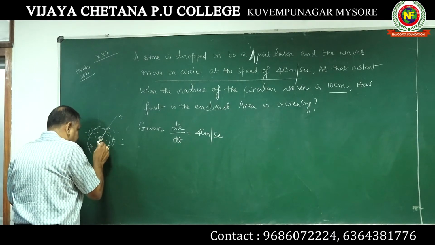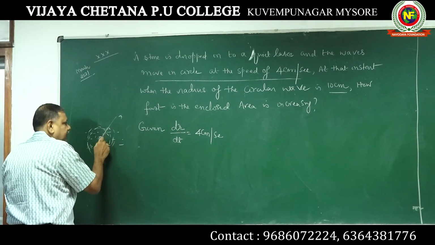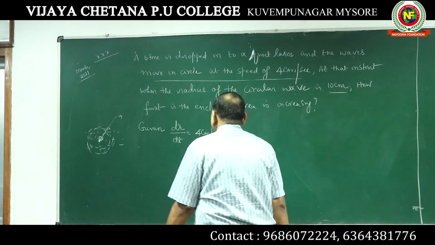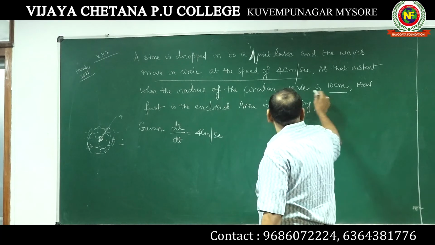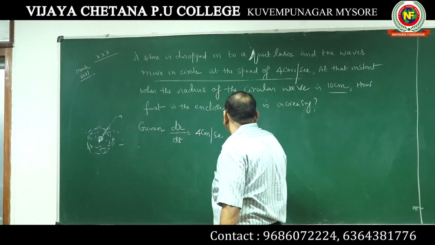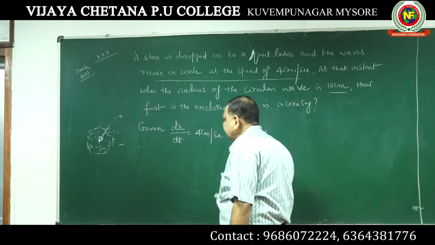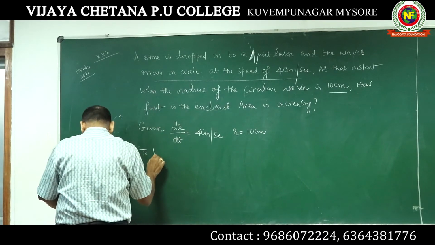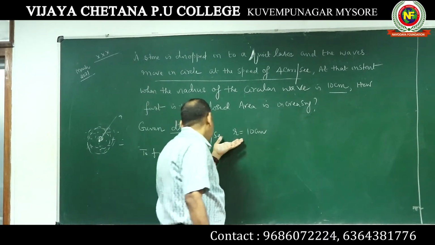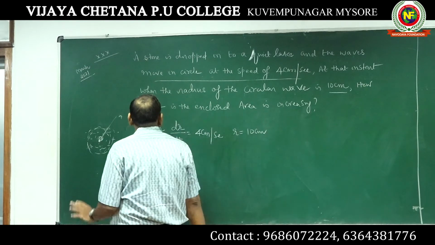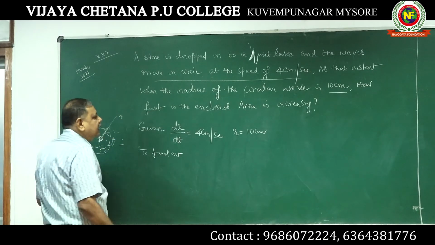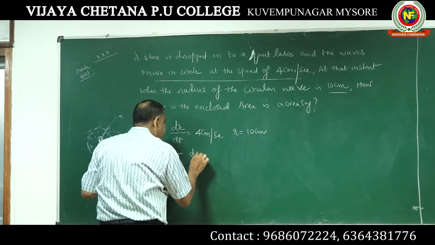It is from here the stone is dropped, and this is the radius. These waves are moving in a circular wave at the speed of dr by dt, 4 centimeters per second. At that instant, when the radius of the wave is 10 centimeters. What is being asked is to find out, given dr by dt and r, how fast the enclosed area is increasing. How fast the enclosed area, dA by dt, is how much.